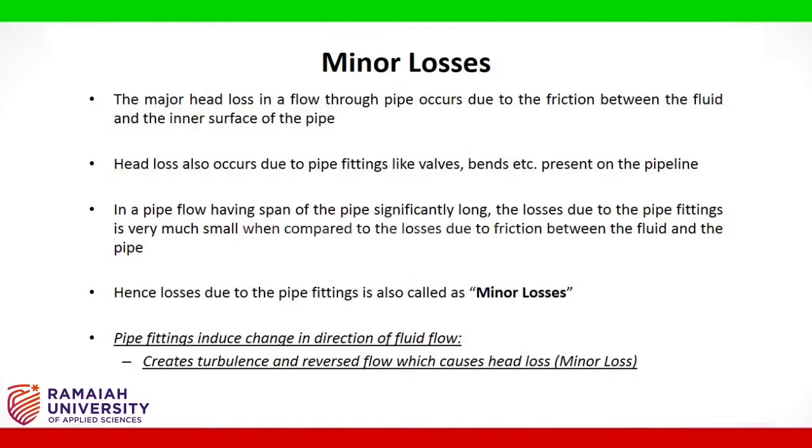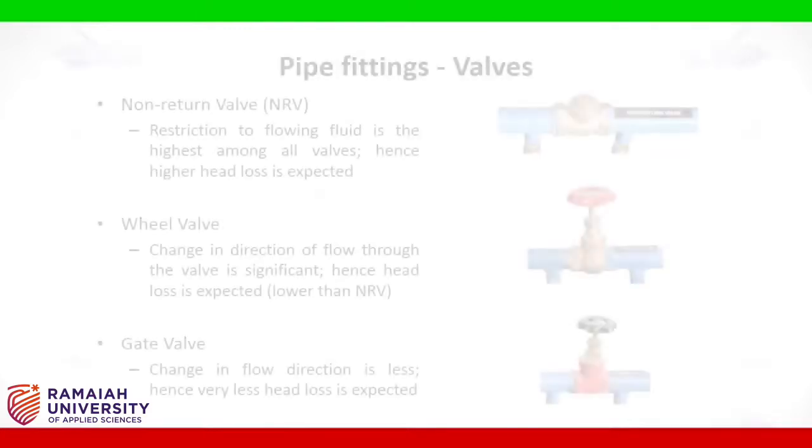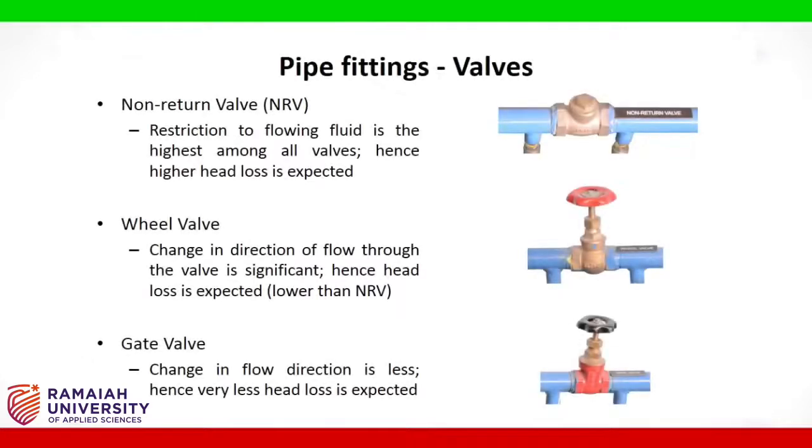Pipe fittings induce a change in direction of fluid flow, which creates turbulence and reversed flow. At Ramaiah University of Applied Sciences Laboratory, we have installed 3 different types of valves that are commonly used for domestic and industrial purposes, that are non-return valve, wheel valve and gate valve. Among them, it can be expected to have the highest head loss across a non-return valve compared to the other valves.